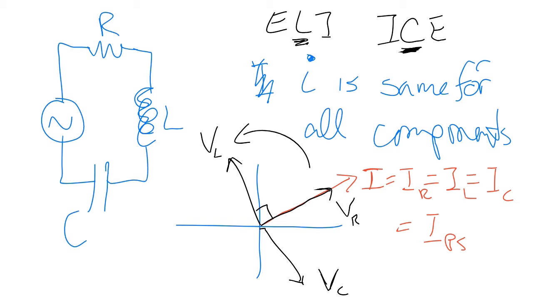But we need to somehow add the 3 voltages in order to get the voltage across the power supply. Because remember, Kirchhoff's rule applies here. Whatever voltage gain we have across here, we're going to lose that much voltage going across there. So the sum of the 3 voltages across the components should equal the voltage going across the power supply.